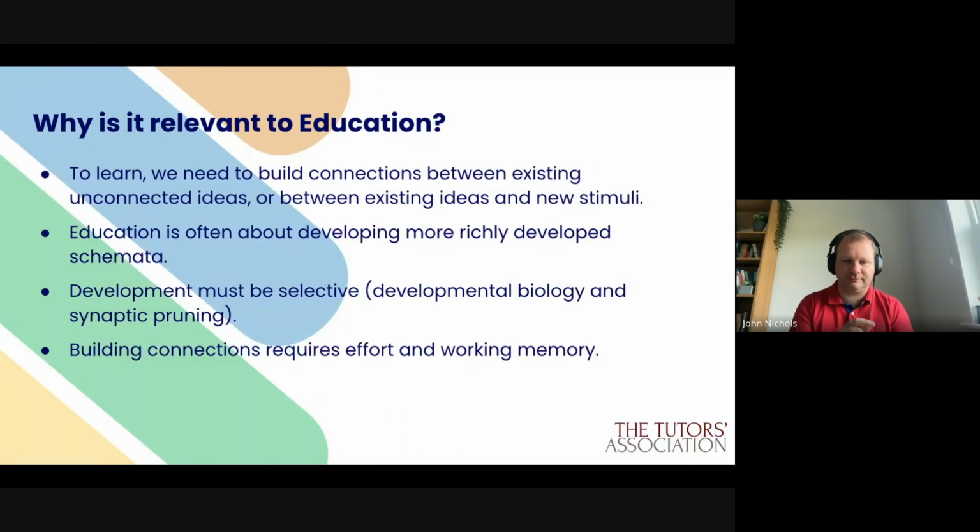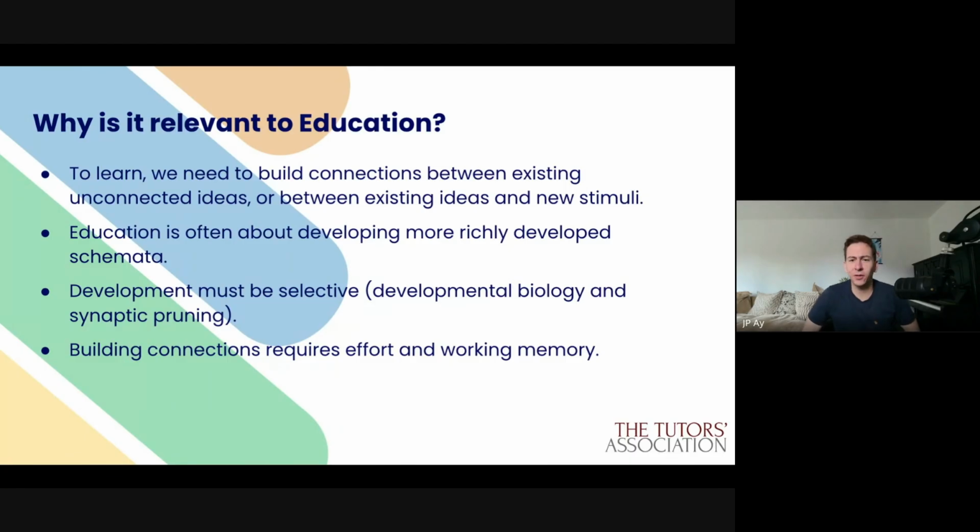JP? Hi. My question's about natural talent. So some students are very artistic and they can draw images much better than anything I could ever draw, even with practice. How does that factor into the kind of neuroplasticity of this?